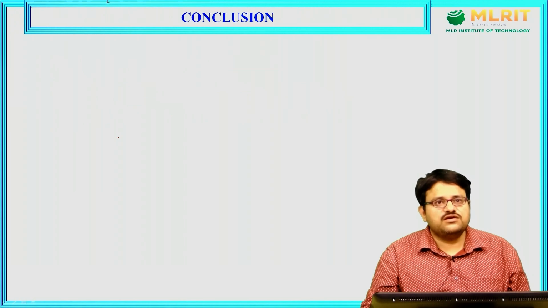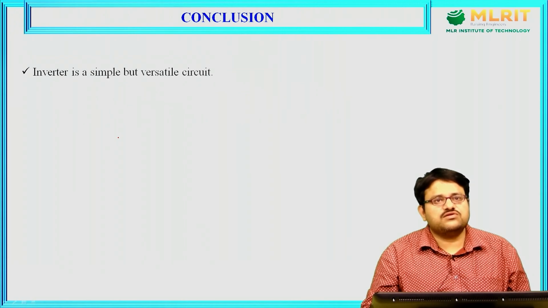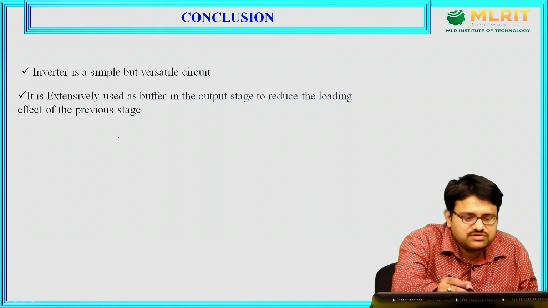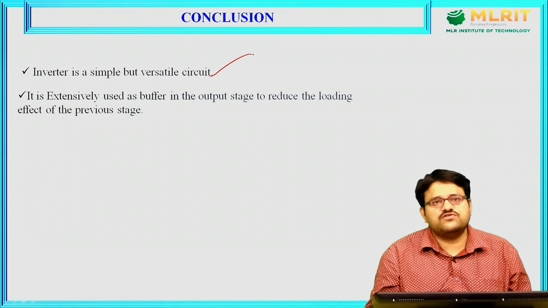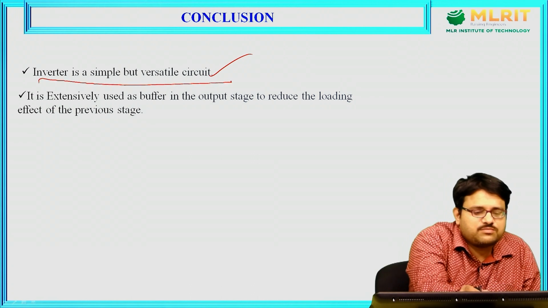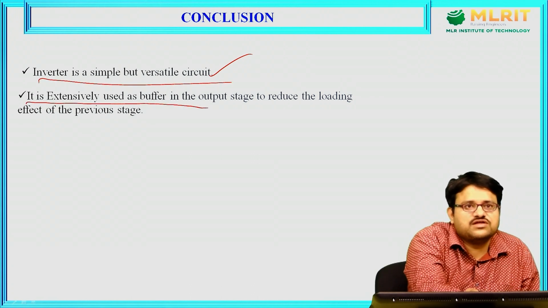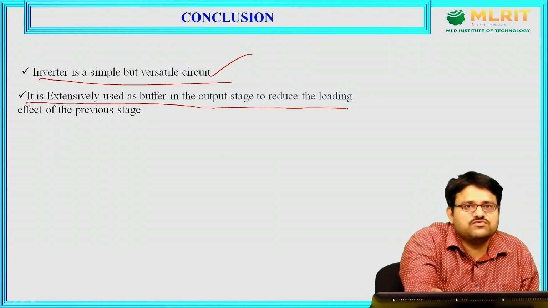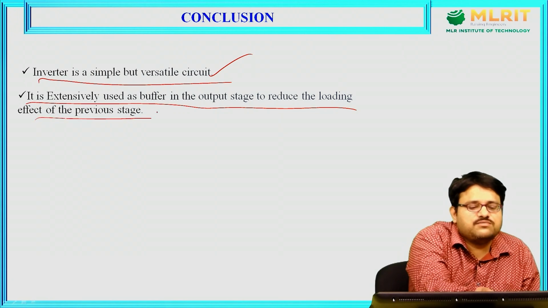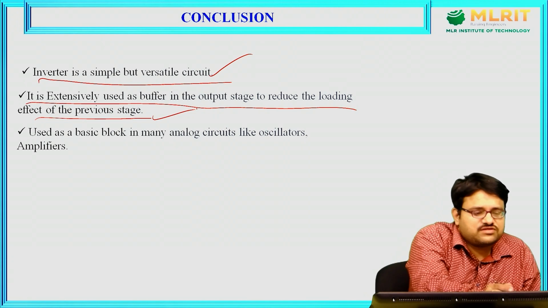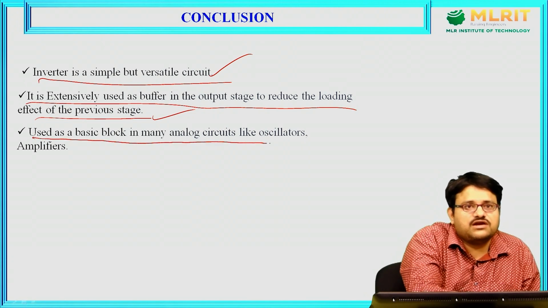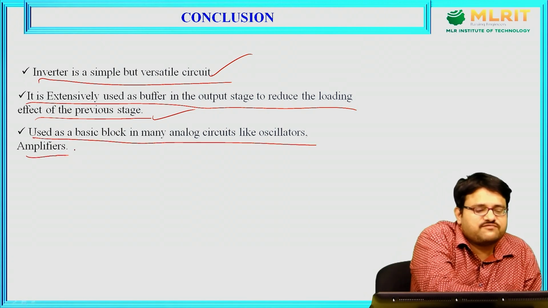So conclusion: inverter is a simple but versatile circuit. It is extensively used as a buffer in the output stage to reduce the loading effect of the previous stage. Next, it is used as a basic block in many analog circuits like oscillators and amplifiers.